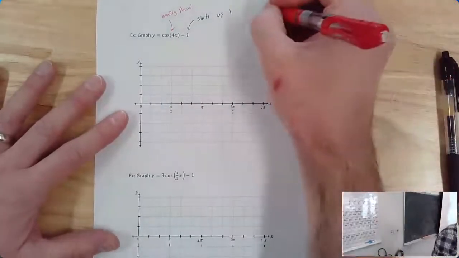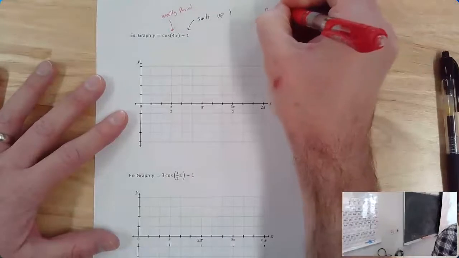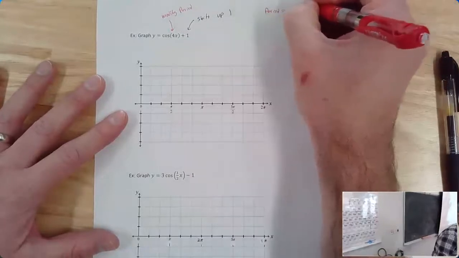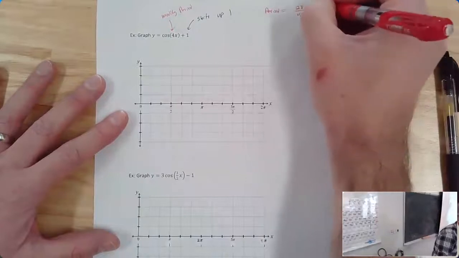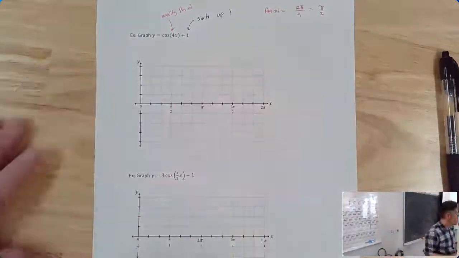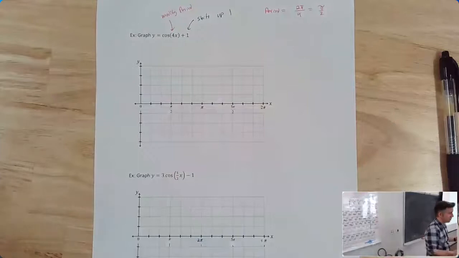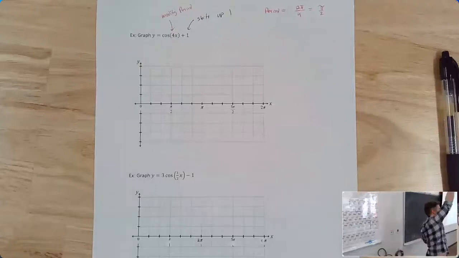The period now is going to be 2 pi divided by that coefficient of x, which is 4, which is going to be pi over 2. So in this example, the whole entire cosine graph starts at the top, goes down to the middle, down to the bottom, back to the middle, back to the top, and that is going to happen in a length of 0 to pi over 2.